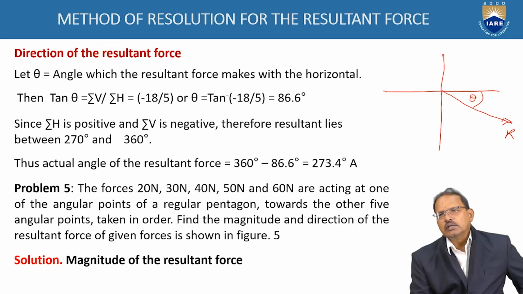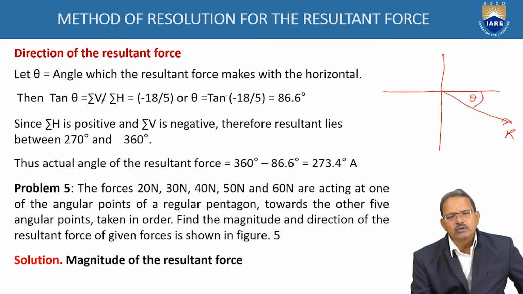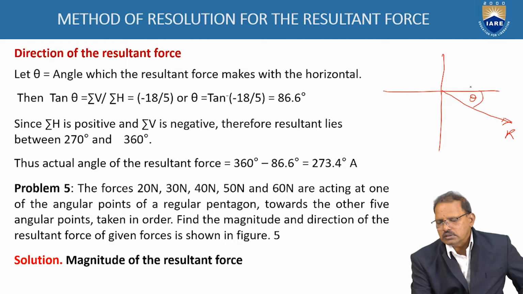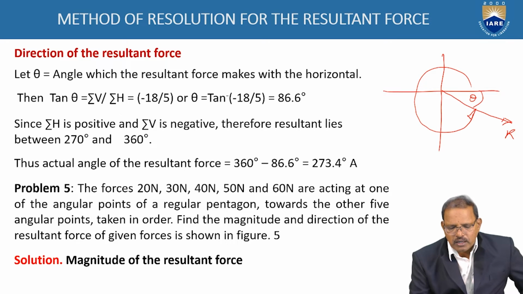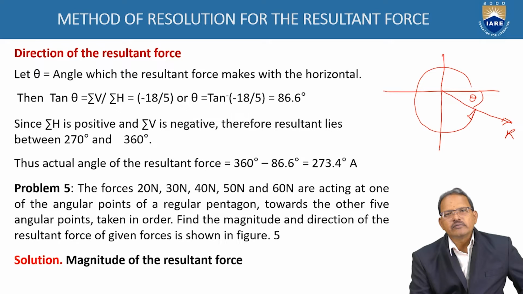So, generally, the inclination of the resultant force is measured in the counterclockwise direction. Hence, this angle is equal to 360 minus 86.6, which is equal to 273.4 degrees. This is our required answer now.